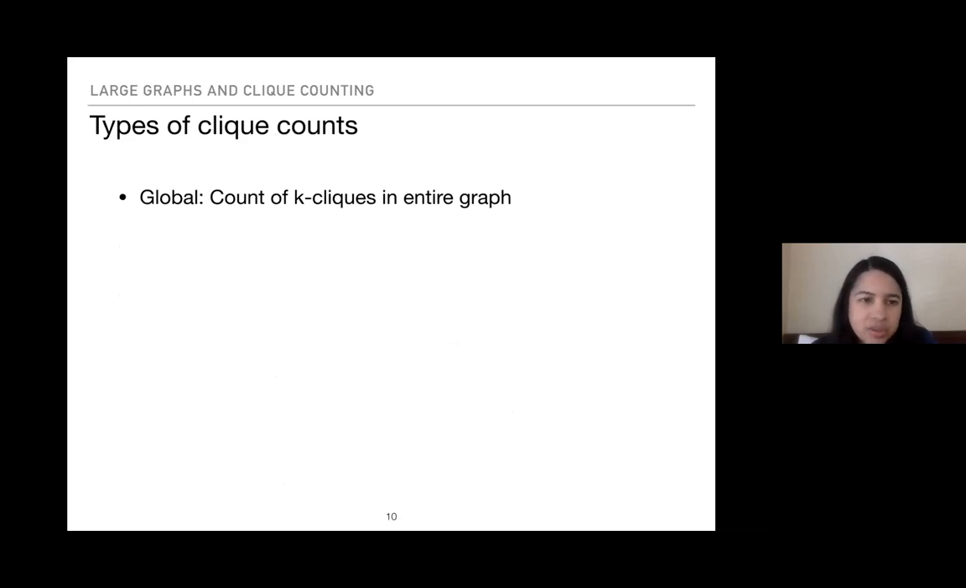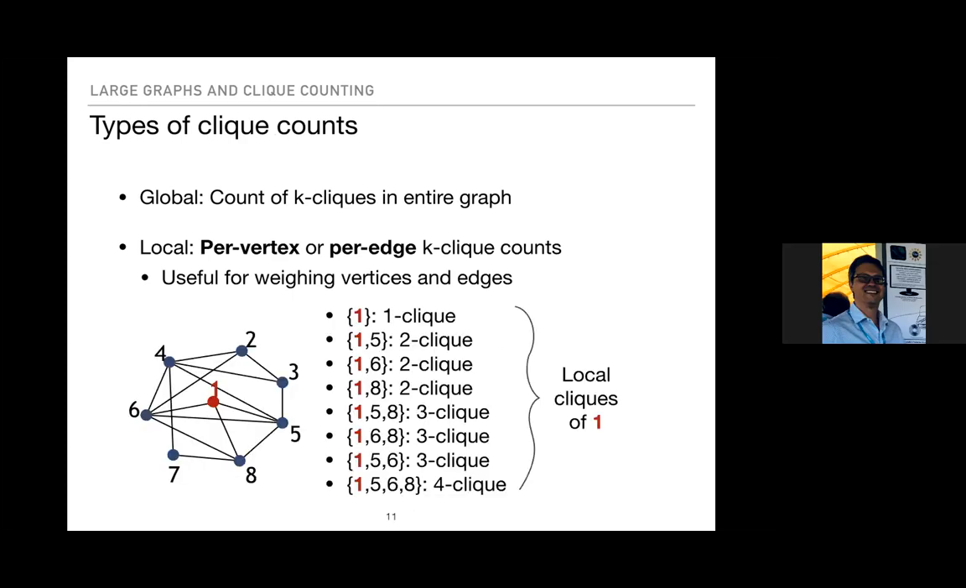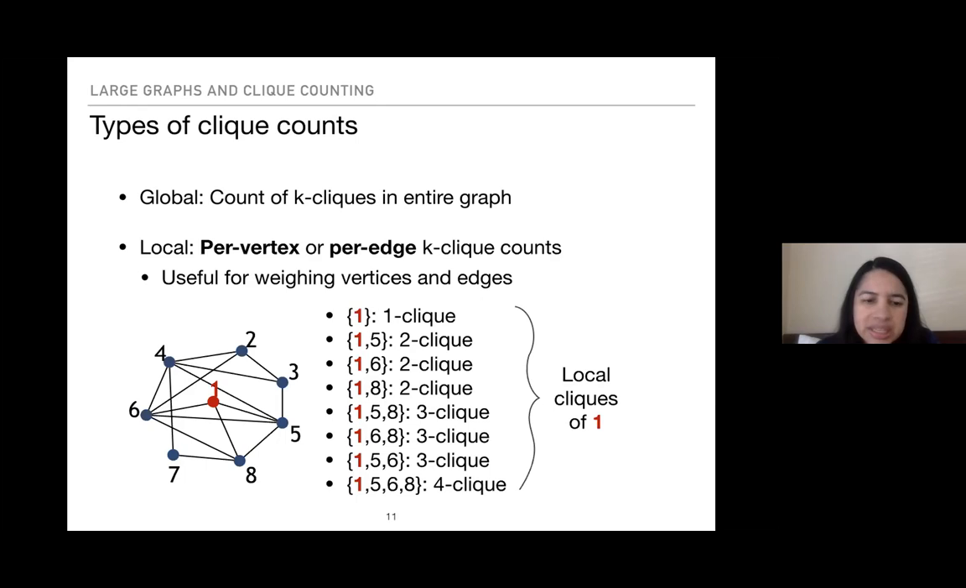When we talk of clique counts, there are 2 ways we can talk about them. We can talk about global k-clique counts, that's the count of k-cliques in the entire graph. And we can talk about local k-clique counts, that's the number of k-cliques that every vertex and every edge is involved in. And these kinds of counts are useful in applications where we may want to weigh the vertices and edges proportional to the number of cliques that they are a part of. Just to explain this further, I have a toy graph here, and I've listed down all the cliques that vertex one is a part of. And so all of these are the local k-cliques of one.